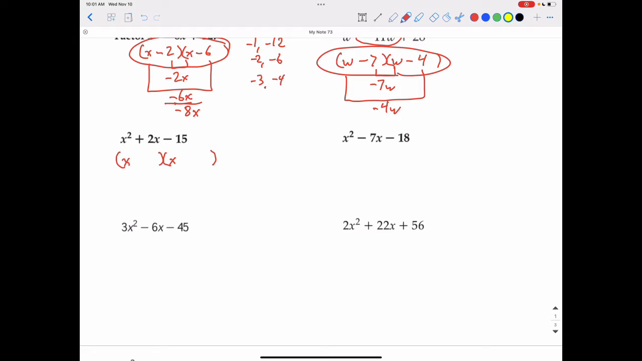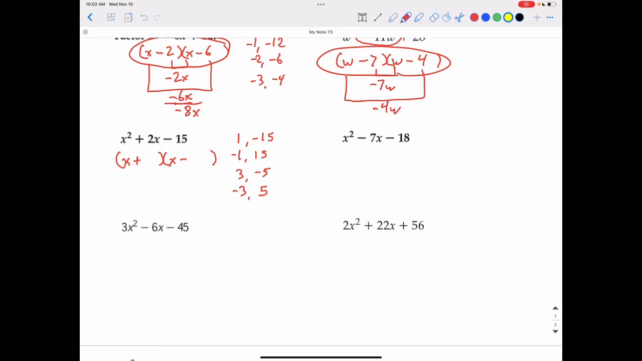Now, if we have factors of negative 15, that means one of the numbers must be positive and one of the numbers must be negative, because a positive times a negative is the only way to multiply to get a negative number. So what are some numbers that multiply to be negative 15? Well, you could have positive 1 and negative 15, or negative 1 and positive 15. You can also have positive 3 and negative 5, or negative 3 and positive 5.